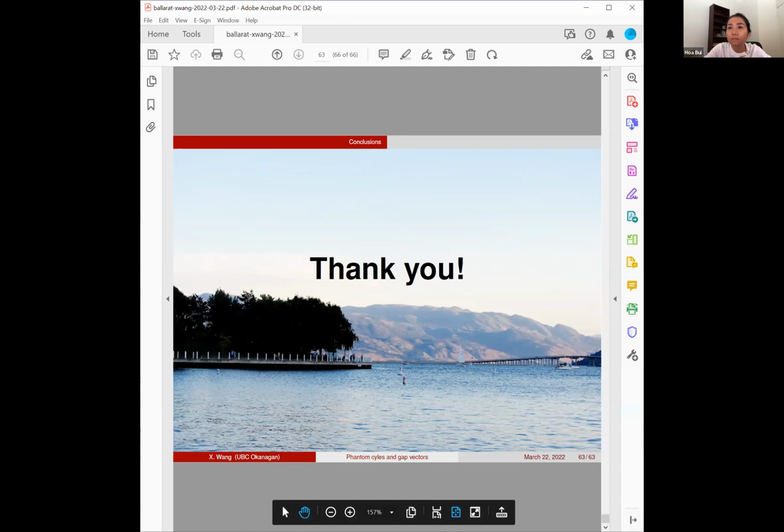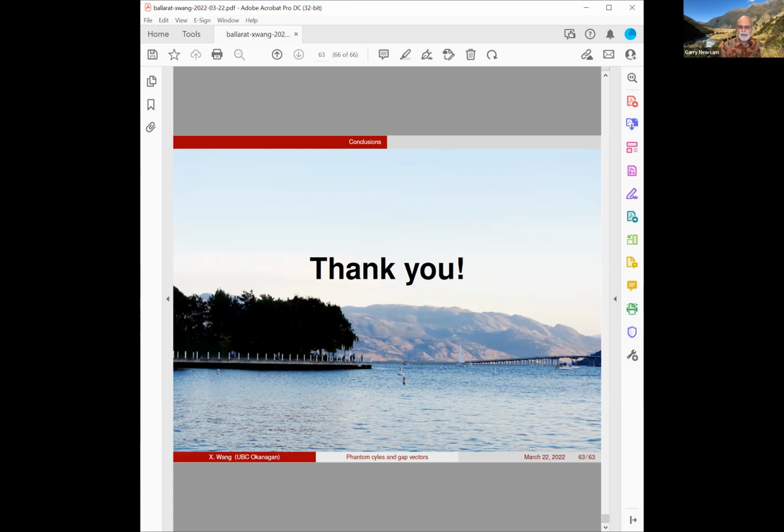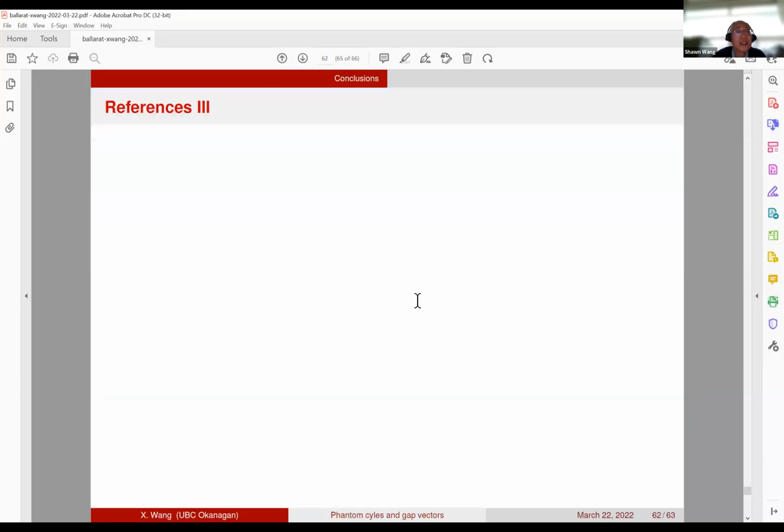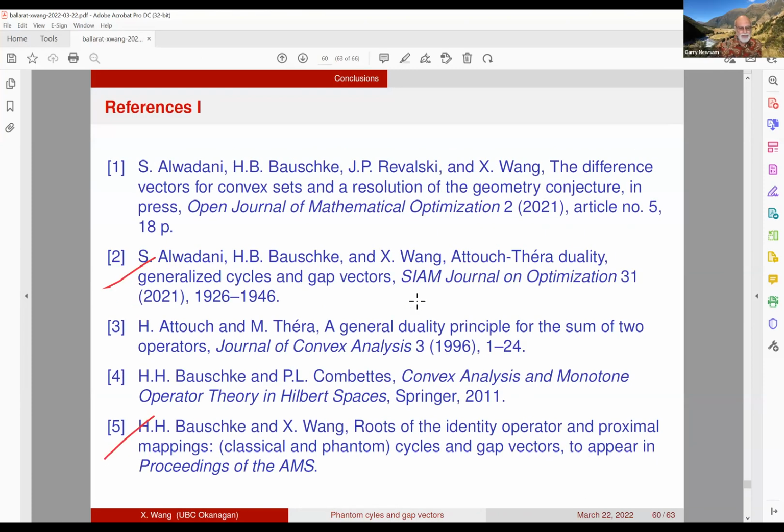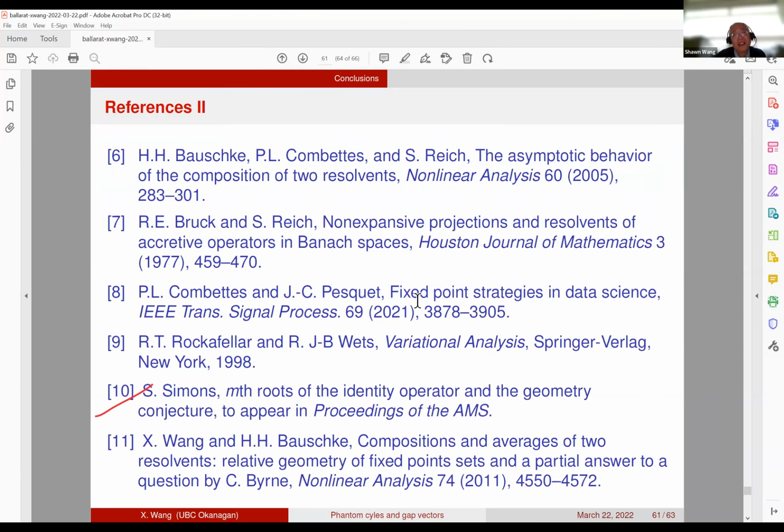Would you mind putting the references back up again? Just wanted to write them down. Are they available on arXiv? I can send them to you also. I can get it off arXiv. Is Simon's paper also on arXiv? Yeah, thanks.